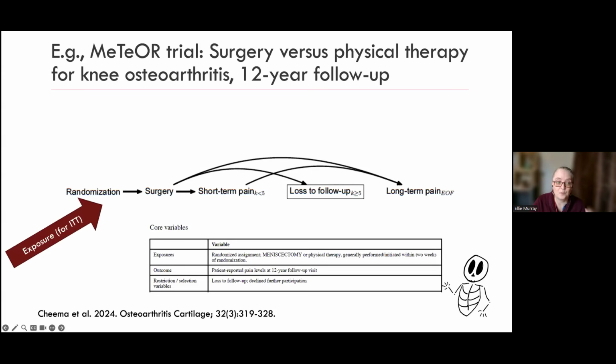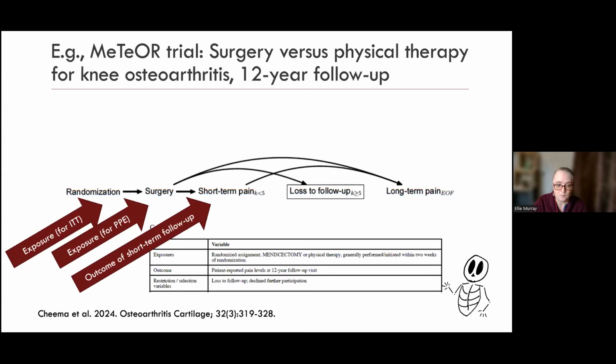We have randomization, which is the exposure if we're doing an intention to treat analysis or effect estimation. Surgery is the exposure if we're doing a per protocol effect estimation. Then we have the main outcome of the trial, which was short-term pain up to five years. There were various different time points that this was measured at, and we can study it at different time points, but we think of short-term pain as one piece.